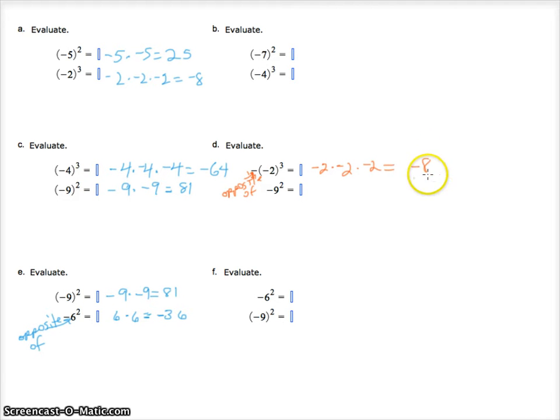And then I need to find the opposite of -8. So I can actually think of it as multiplying it by -8. So the opposite of -8 equals positive 8. Okay, go ahead and do B, part D, or D, part 2, and F on your own. Check with a neighbor. Good luck.